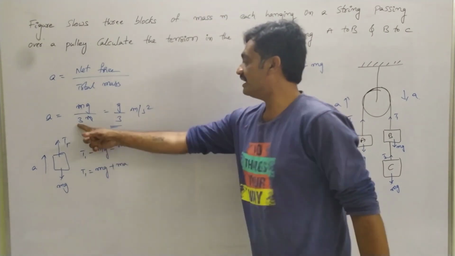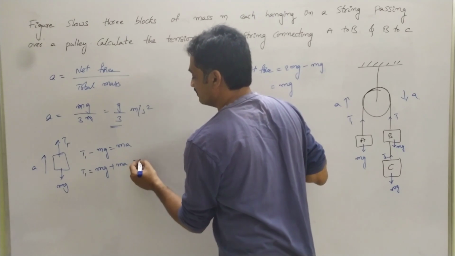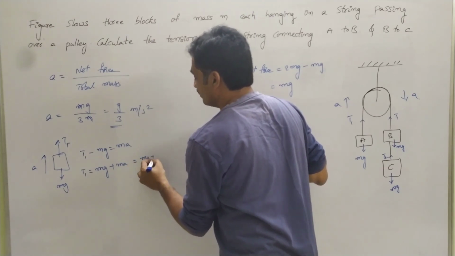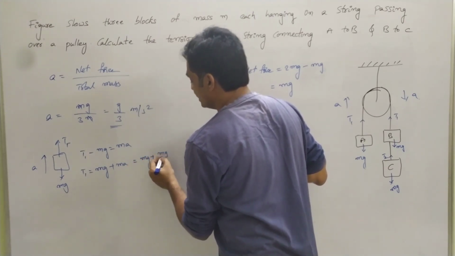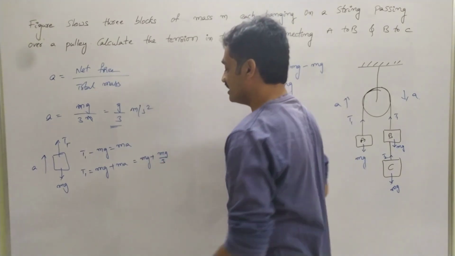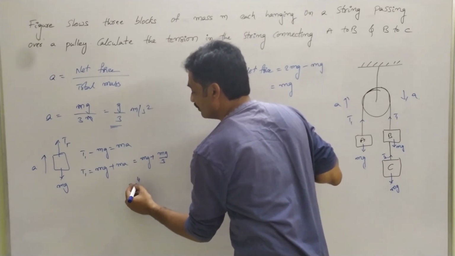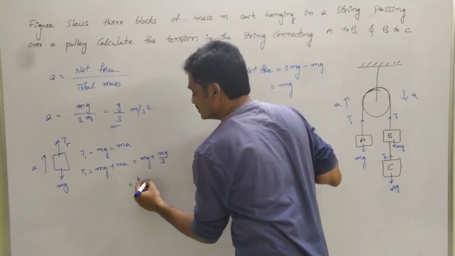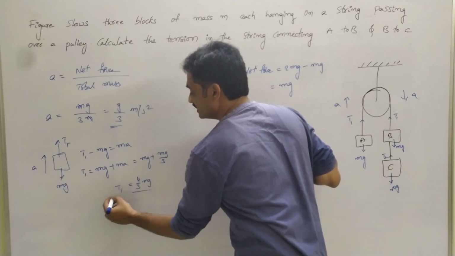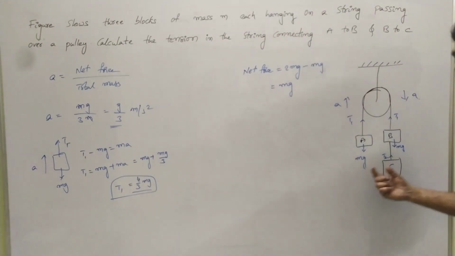And observe that a is equal to g by 3. So if I substitute a equals g by 3, we get mg plus mg by 3. Taking mg as common, 1 plus 1 by 3, nothing but 4 by 3, 4 by 3 mg. So this represents tension T1. Now we have to find tension T2.